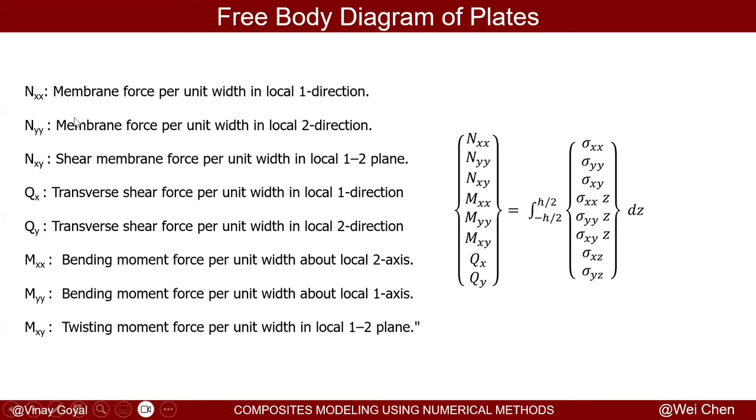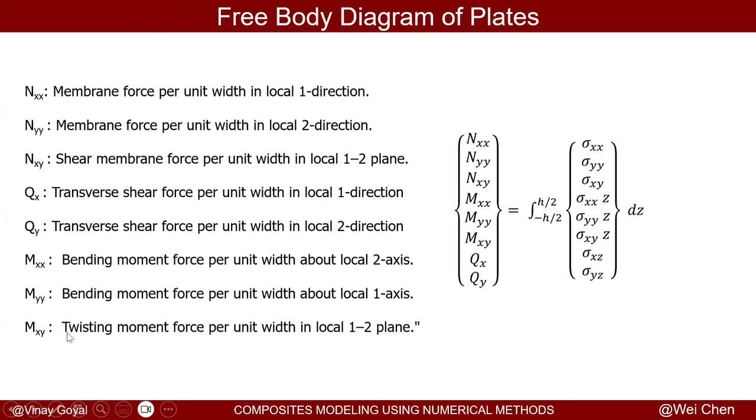There are two membrane forces. Nxx is acting in the local 1 direction, and I'll describe each of those with pictures. Nyy is a membrane force per unit width in the local 2 direction. And then Nxy is also a membrane force, also per unit width, and it's acting in the 1-2 plane. Then we have two transverse shear forces, Qx and Qy. Qx acts in the local 1 direction and the transverse direction. So it's really acting in the 3 direction through the thickness, but it's on the 1 face. And the Qy load acts transverse to the plate through the thickness direction, in the Z direction, but it's acting on a 2 face, and I'll show that.